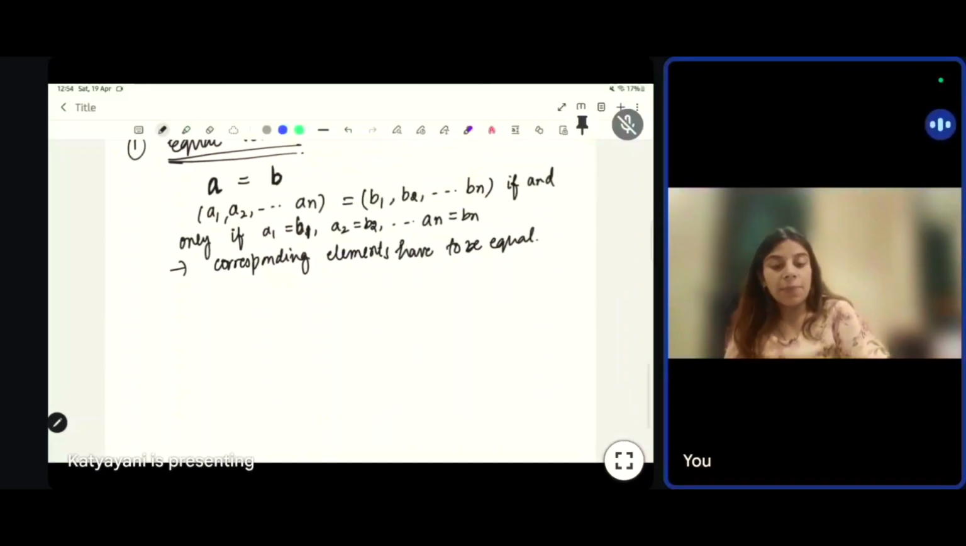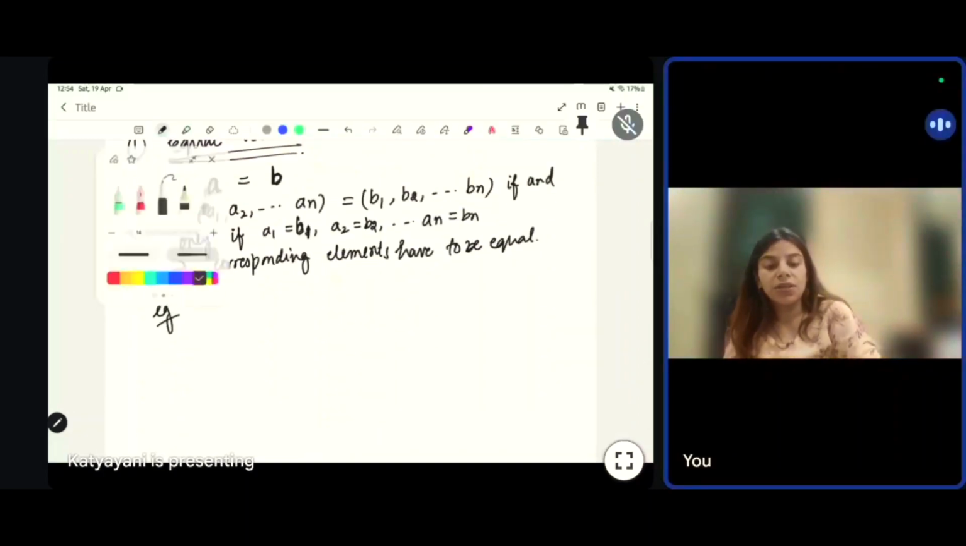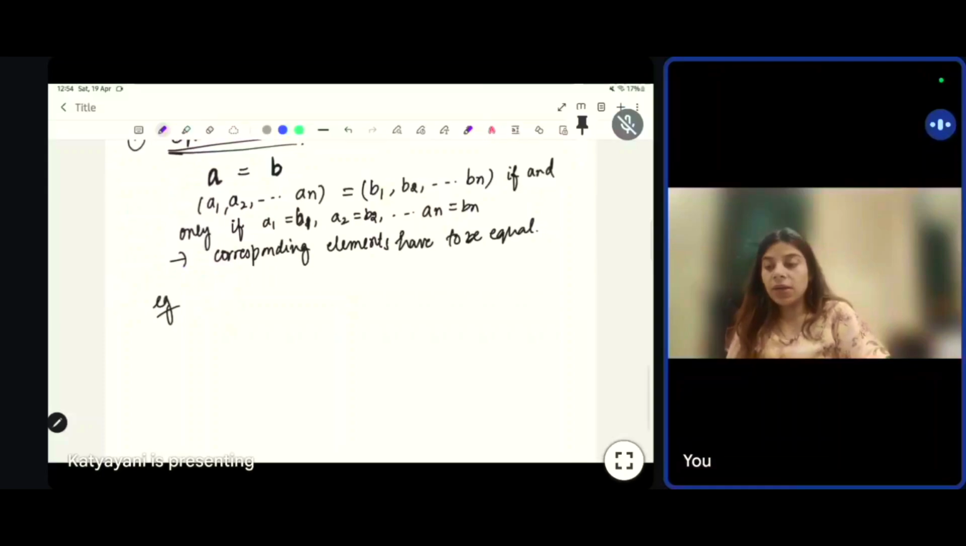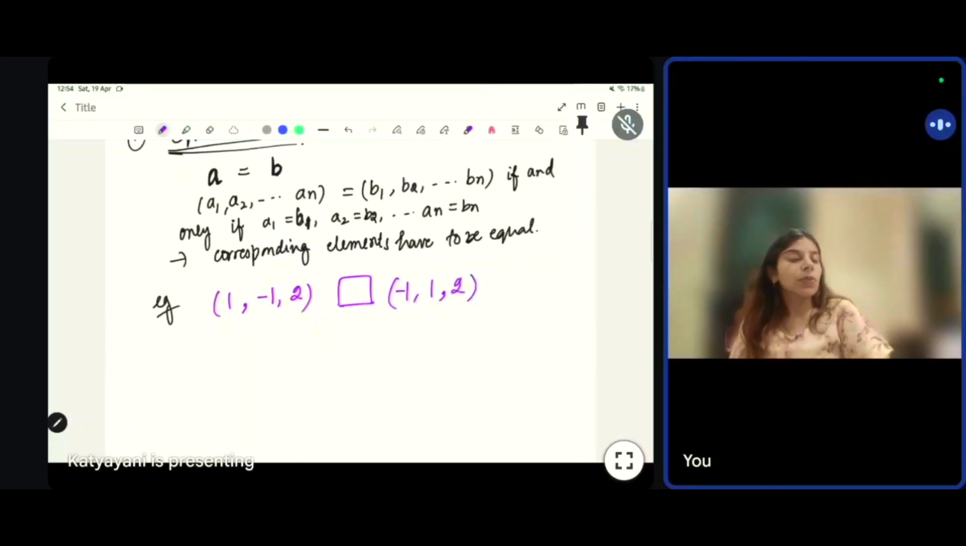तो suppose example लेके देखते हैं. Let me give you an example. Suppose आपके पास एक vector है (1, -1, 2). Can you say that this vector is equal to (-1, 1, 2)? No, they are not equal. Why? Because the first element in the first vector is 1, whereas the first element in the second vector is minus 1. So these vectors are not equal to each other. तो सिर्फ components क्या हैं वो matter नहीं करता, उनका order क्या है that also matters in a vector.